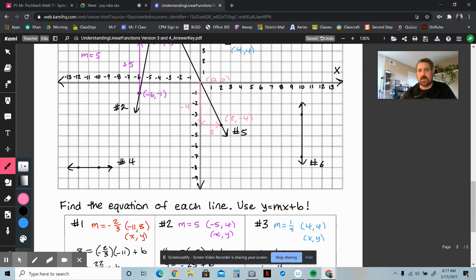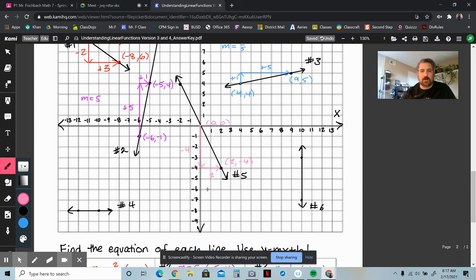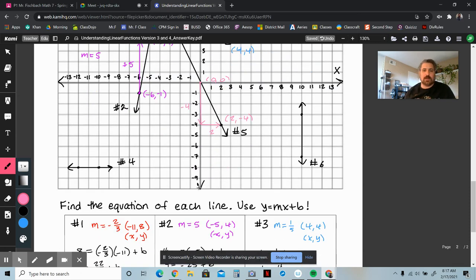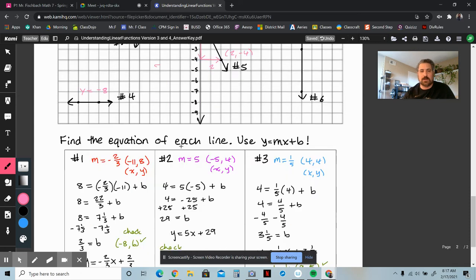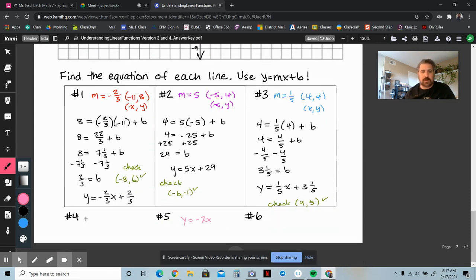Now for number 4, it's a horizontal line. So this is the set of all values where y is -8. So we just write y equals -8. Horizontal lines are just going to be y equals. So number 4 is going to be y equals -8. And that is a horizontal line. Horizontal lines are always a y equals line.